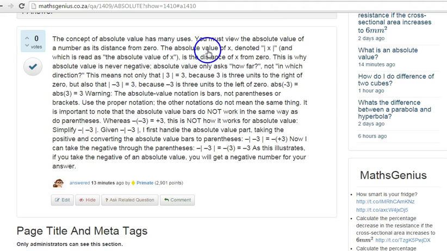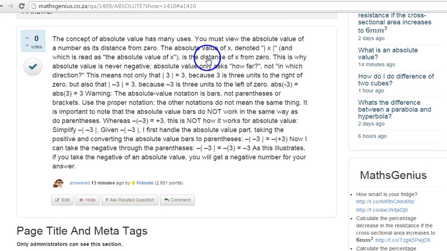So the absolute value of x is denoted by this bar. You see, these are bars, these are not brackets, not the normal curly brackets like these ones. It's bars like that, right? And it's called the absolute value of x. That's how you read this part, the absolute value of x.